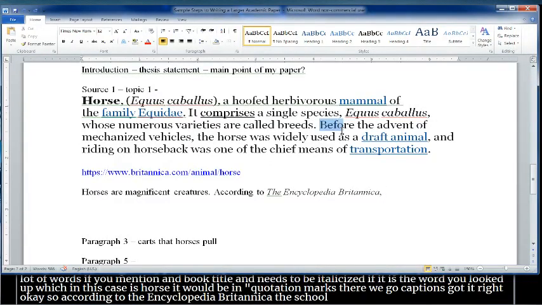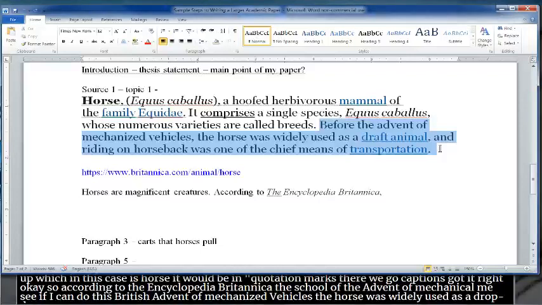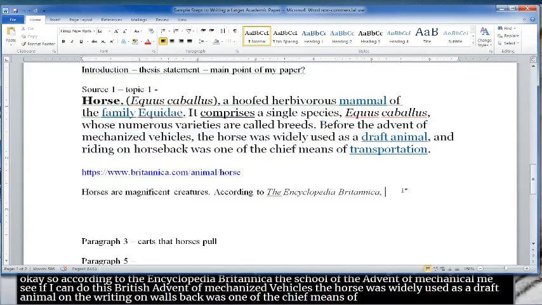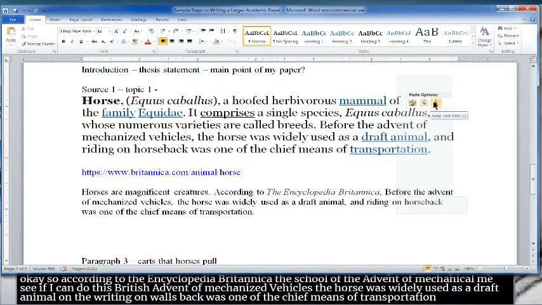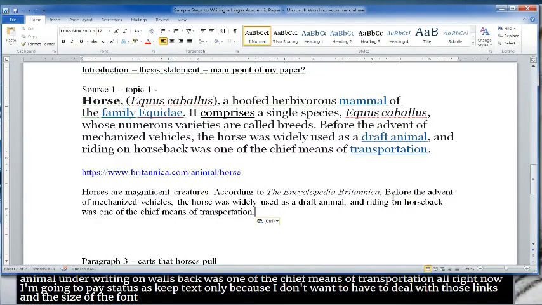Before the advent of mechanized vehicles, the horse was widely used as a draft animal, and riding on horseback was one of the chief means of transportation. All right. Now I'm going to paste this as keep text only because I don't want to have to deal with those links and the size of the font. So, yeah. Now, because this is in a sentence, I need to decapitalize that.